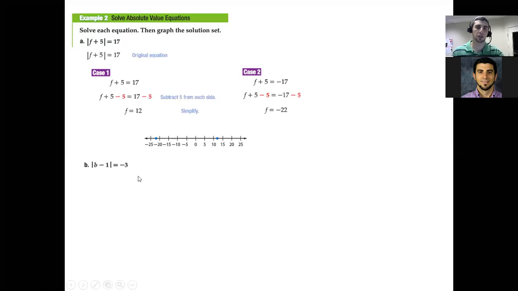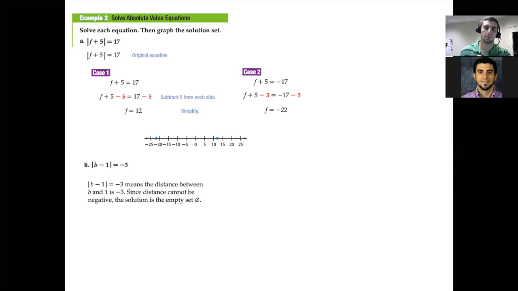All right, how about absolute value of b minus 1 equals negative 3? Absolute value of b minus 1 equals negative 3 means that the distance between b and 1 is negative 3. Now, since distance can't be negative, the solution is the empty set. No solution, okay? So be careful. If you have an absolute value by itself and it's set equal to a negative number, the answer to an absolute value can never be negative.